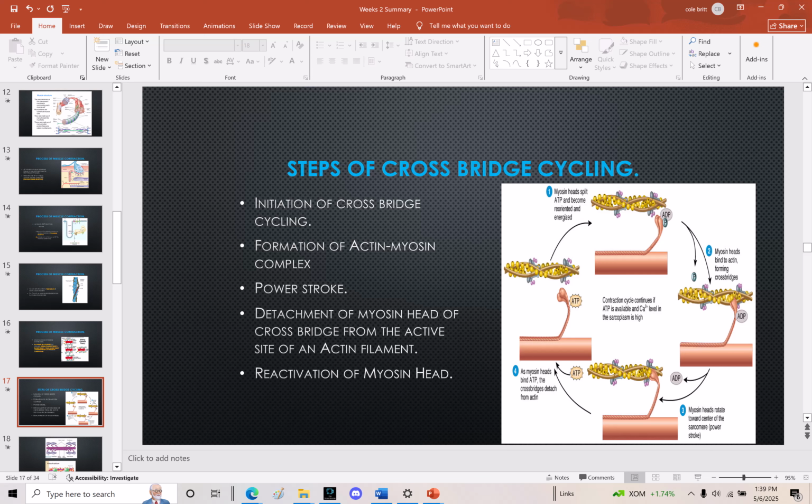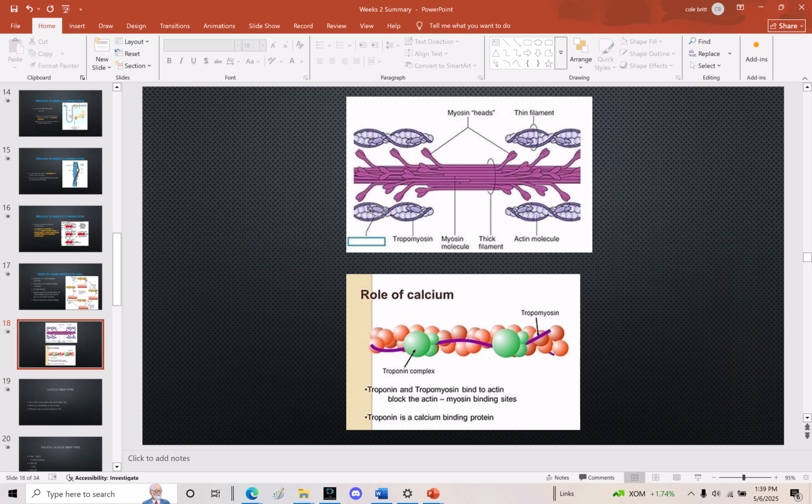Okay, now with smooth muscle, instead of troponin, what do we have? Calmodulin. I know you're all thinking it. Right? So that's a big difference. You know, besides that, they both have the actin, the myosin, works similarly.